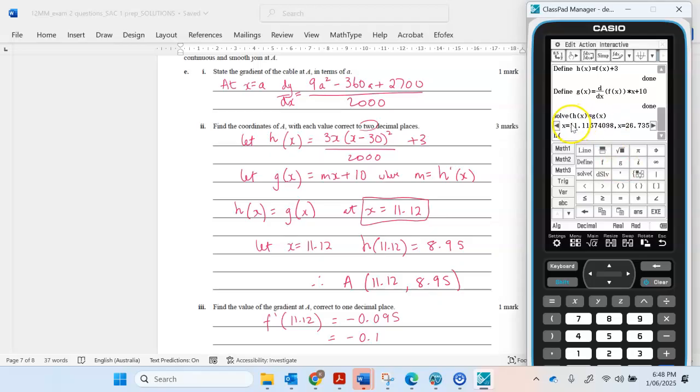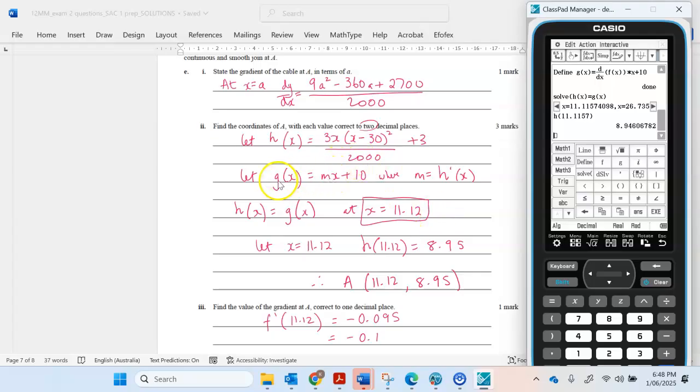Of this, I can just highlight it. All right, and we get the 8.95. So defining it is good as long as you know what you're actually doing. It saves so much time.